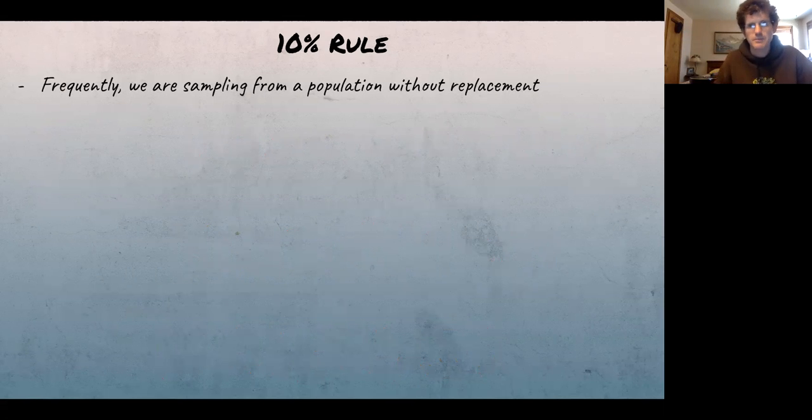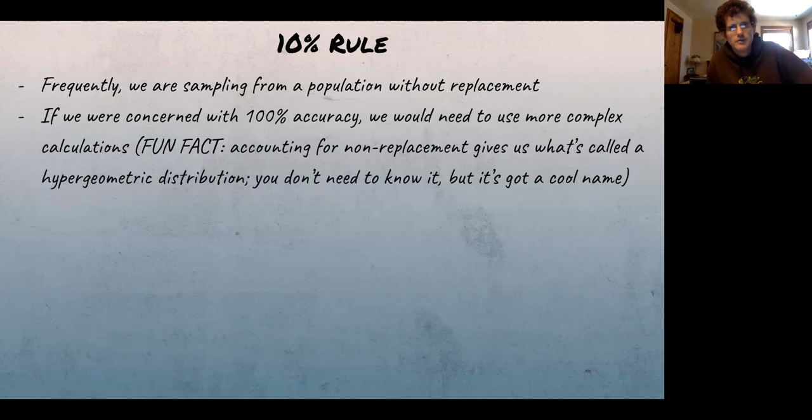Almost always we're sampling from a population without replacement. Anytime you're randomly selecting people to participate or randomly selecting objects from a pool of objects, like on a manufacturing line, you're sampling without replacement. If we were concerned with 100% accuracy for our probabilities and our results based on this sampling, then we would need some really complex calculations, which, this is just a fun thing, is called the hypergeometric distribution. And we don't need to care about that, but we can know that it exists and feel happy about that.